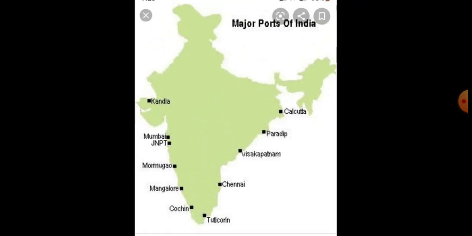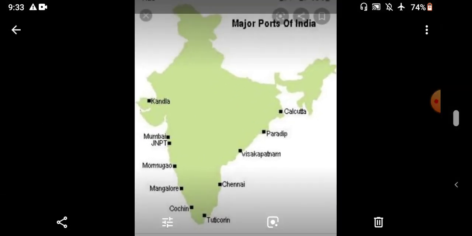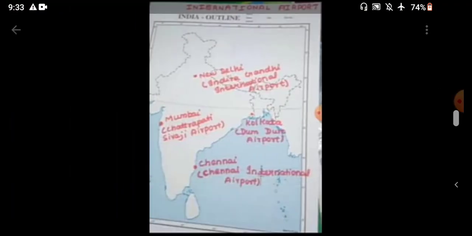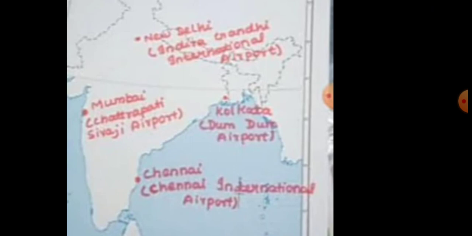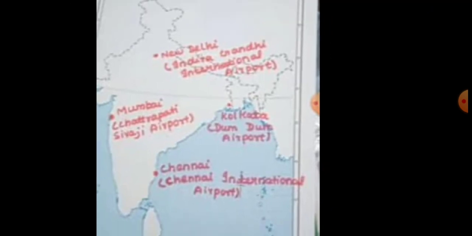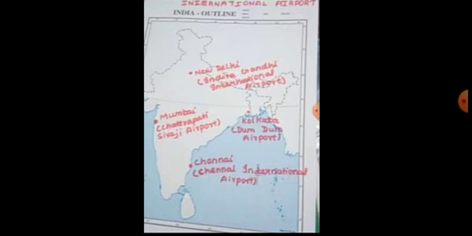Then the third one is major international airports in India. There are many major international airports, but I gave 4 important international airports. See the map now. Delhi, Kolkata, Chennai, Mumbai. That airports' names also I mentioned in the map. You should write the airports' names also.